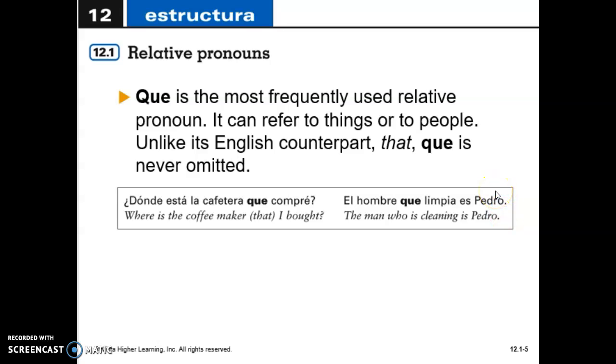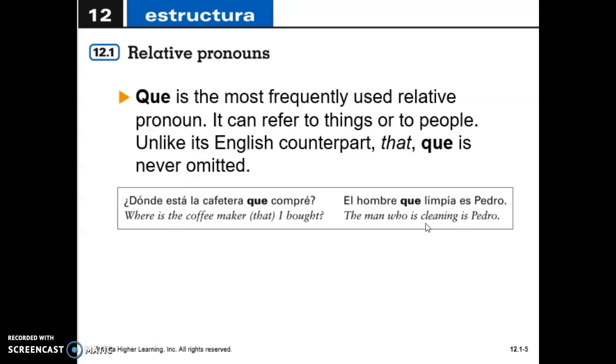El hombre que limpia es Pedro. Let's go to the second example. And then it says, the man who is cleaning is Pedro. Okay? We cannot say el hombre limpia es Pedro. That wouldn't make sense. So we have to say el hombre que limpia es Pedro. The man who is cleaning is Pedro.